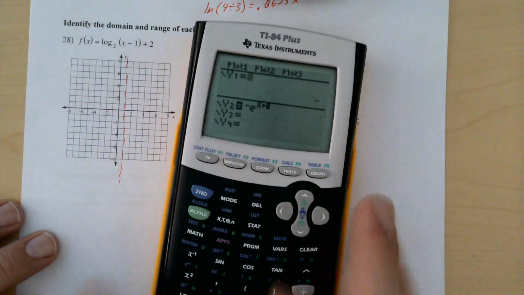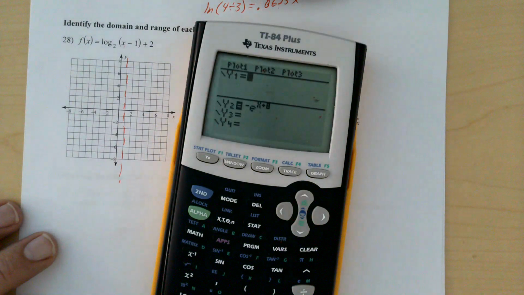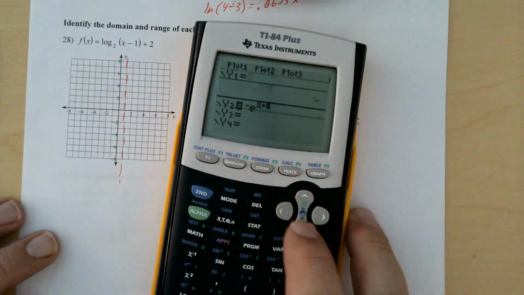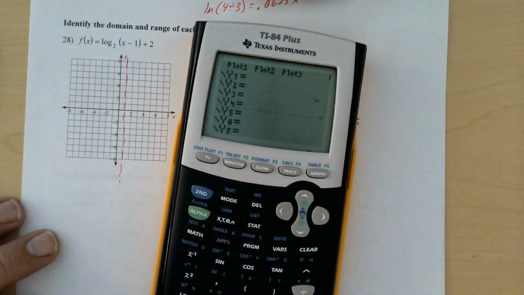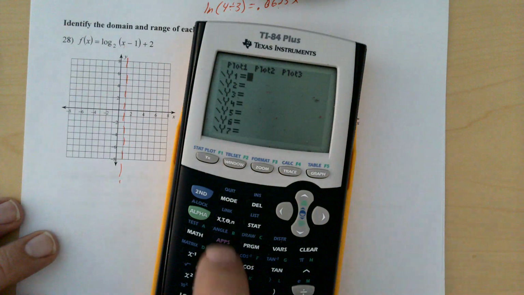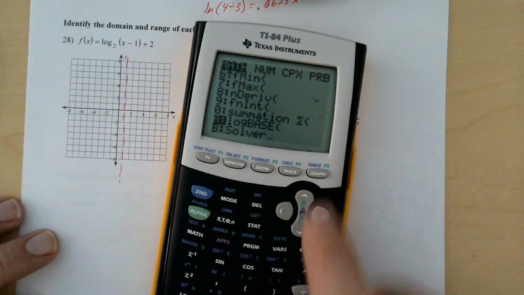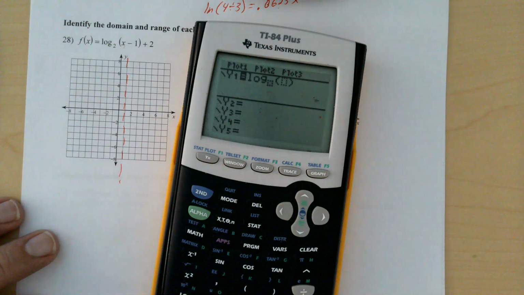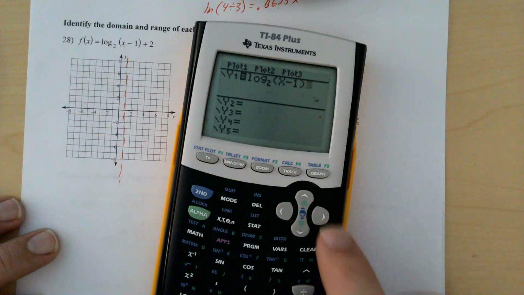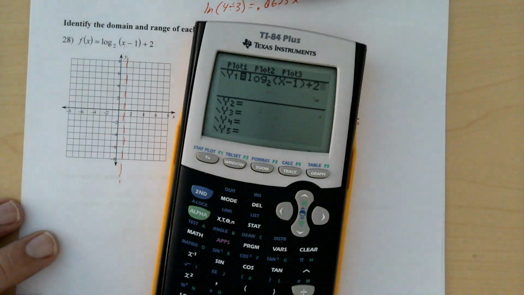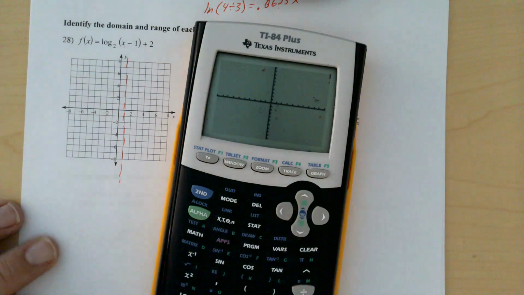So all we have to do is type this into our calculator. Part of the skill is, do you know how to type this in? Let's clear the two equations that I had. I'm going to hit my math key. I'm going to scroll up to log base, and I'm going to put my base of 2. I'm going to have an x minus 1 in parentheses, and then I'm going to have a shift up 2. So you need to realize it's shifted up 2.